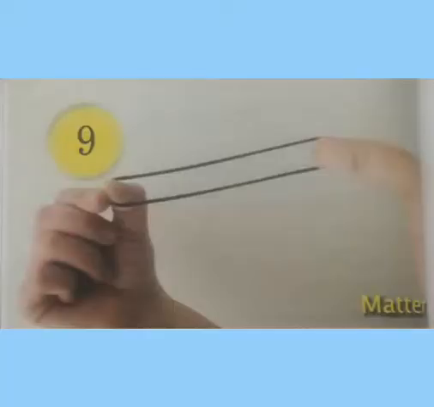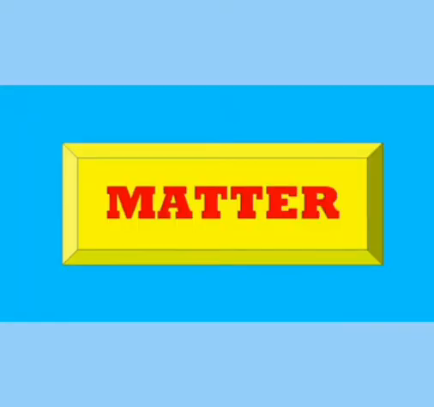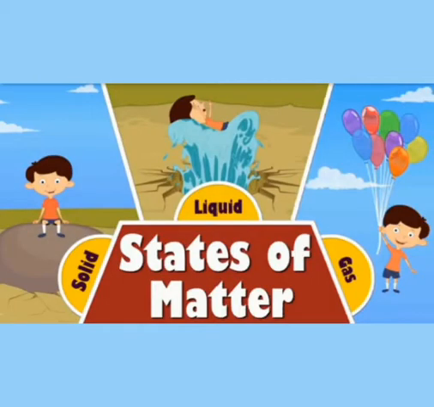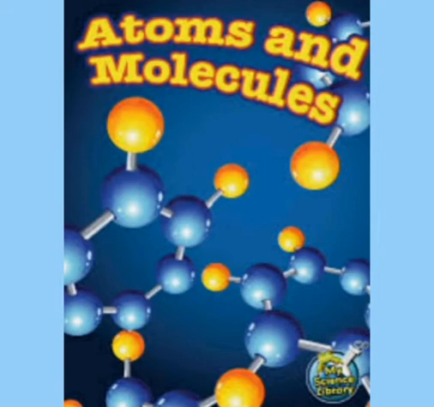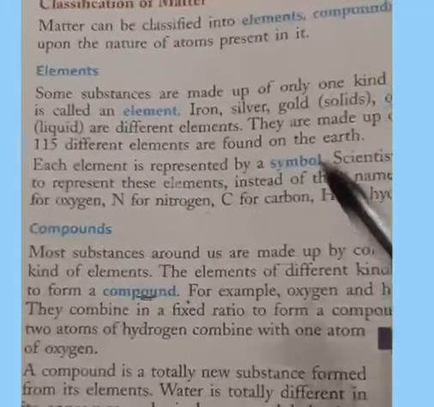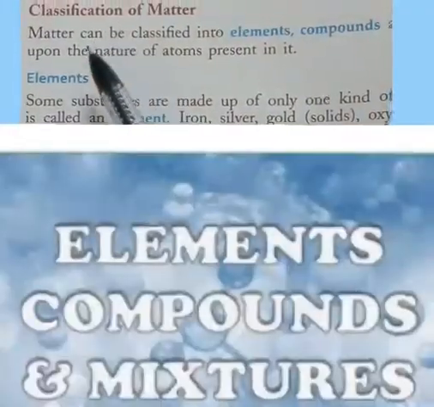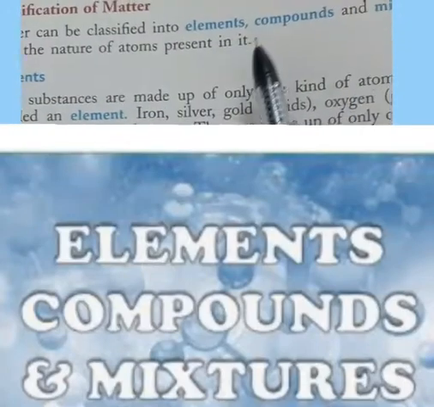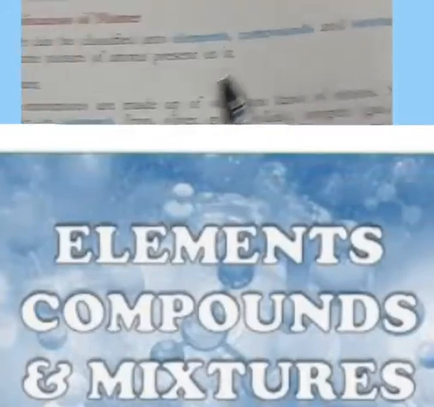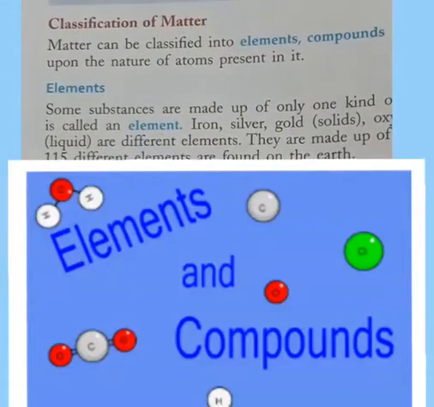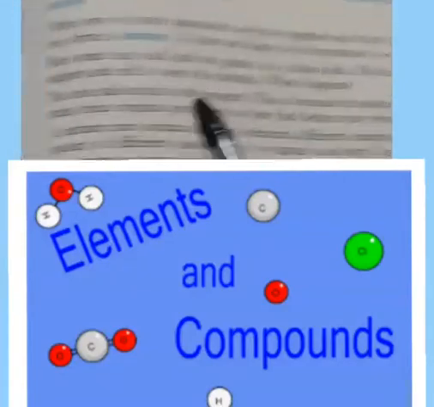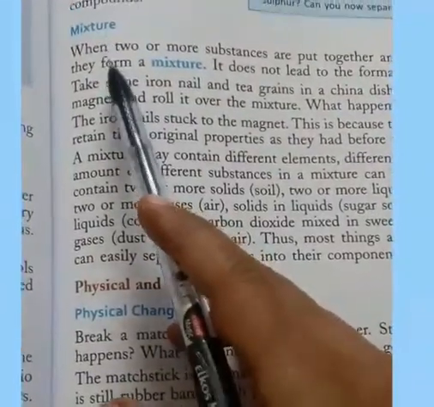Last week, we had started Chapter 9 Matter and discussed what is matter, states of matter, atoms, and molecules. Last week we had discussed that matter can be classified into elements, compounds and mixtures, and we had done elements and compounds last week. So today we are going to start with the topic mixture.